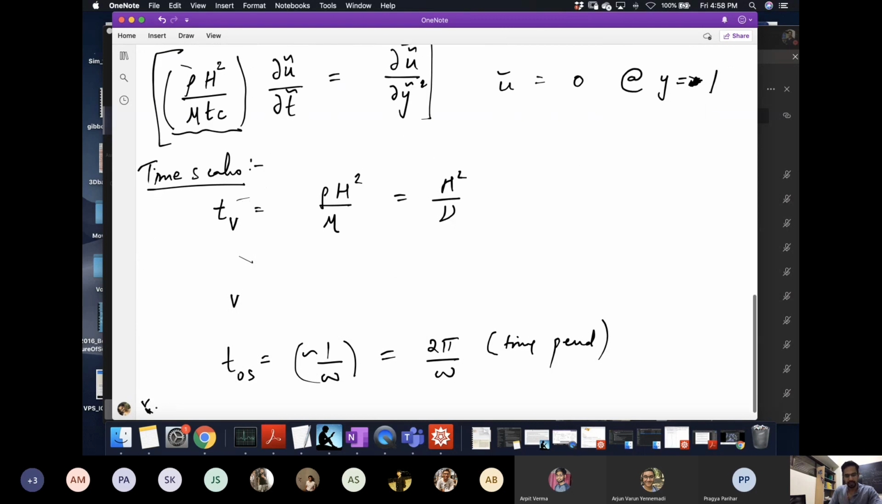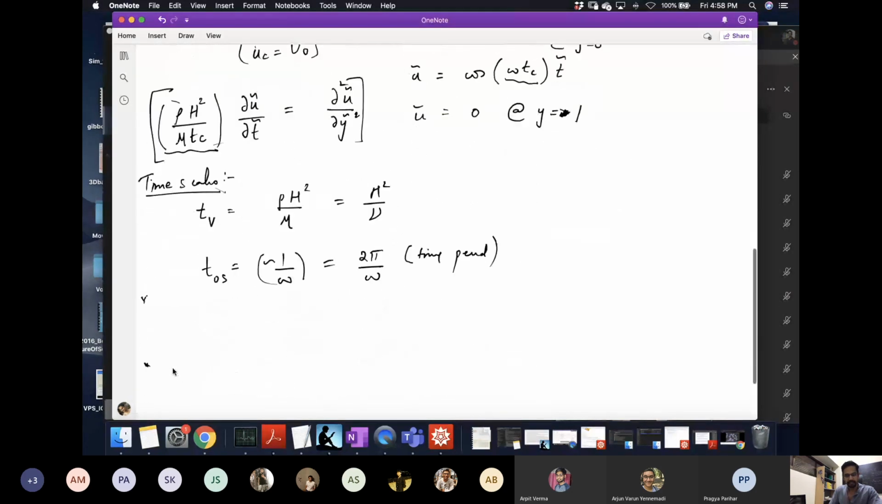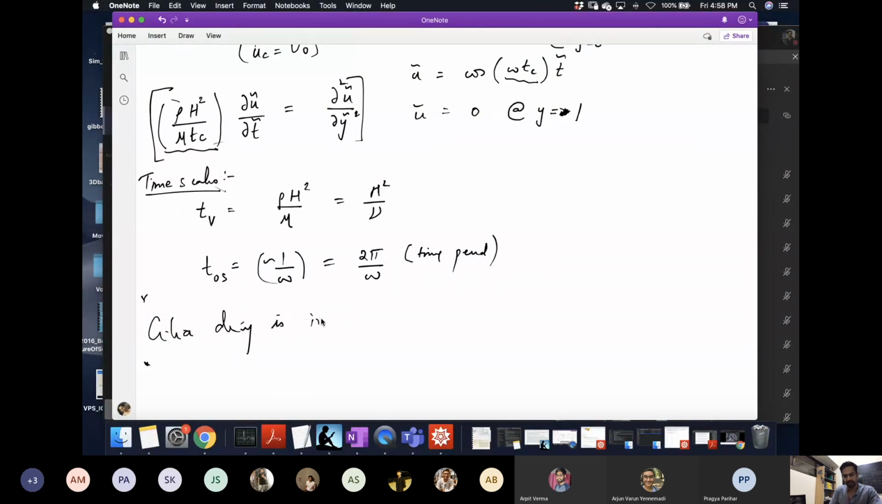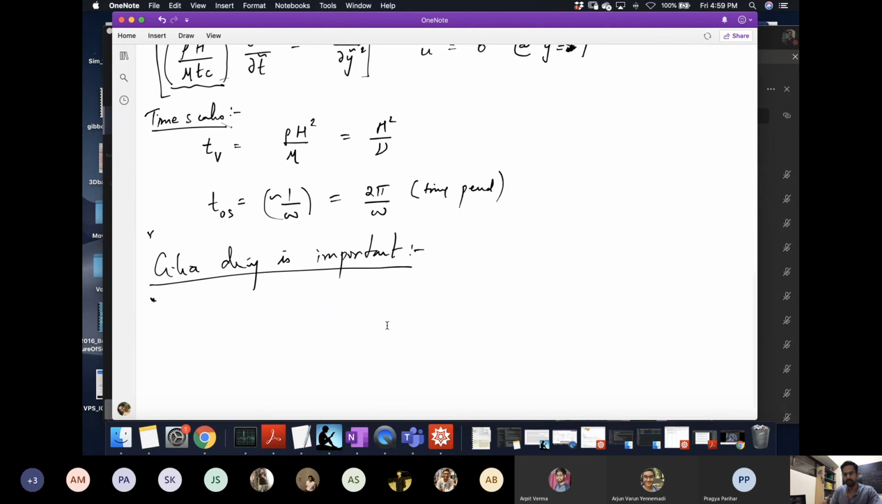So I'm now going to make the physical choice. Make the physical choice that cilia driving is important. So I want to clearly resolve, in my calculations or in my experiments or simulations, the motion of the cilia, the forcing by the cilia, and I want to see how that velocity or momentum is being transported inside the fluid.